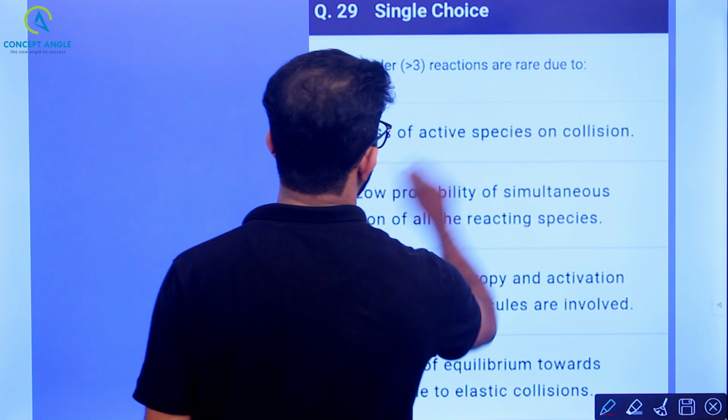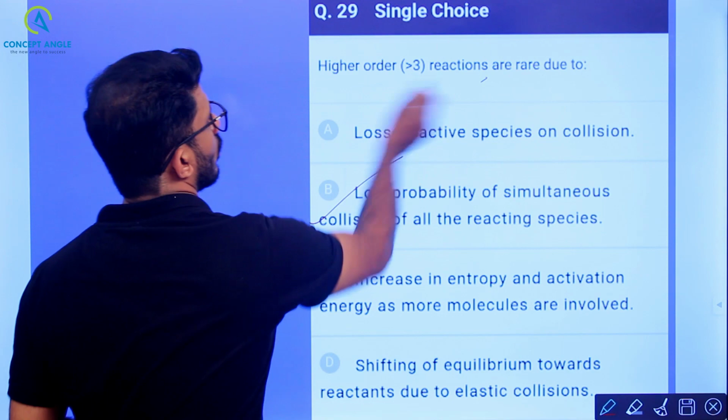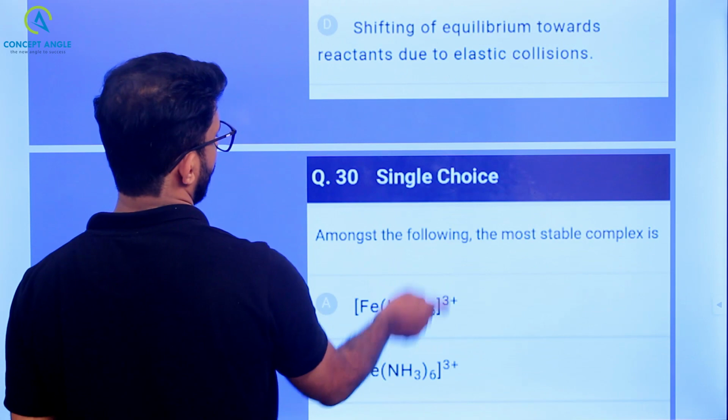Especially greater than 3, so higher order reactions are very rare. On to the next question. I hope it's clear. Question number 30. Among the following, the most stable complex.